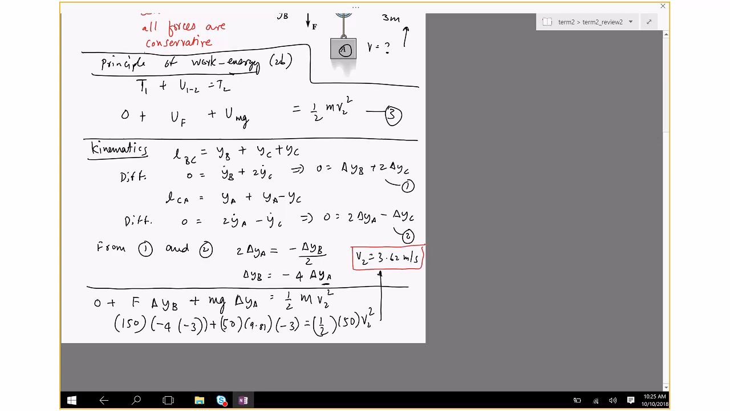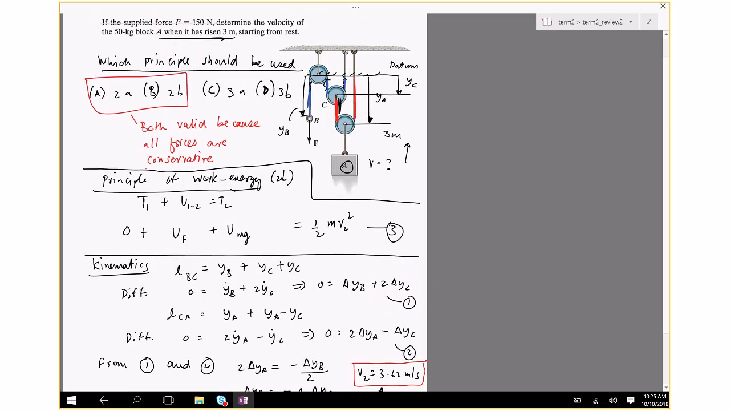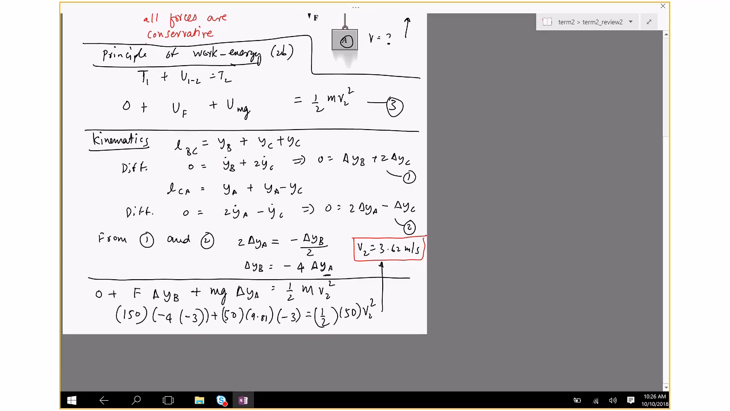Okay, again, let's think where this makes sense. Mg is downwards, but the block A moves upwards, and so the work done is negative. We are getting a negative quantity. That's right. For the force, F is downwards. We've seen that when A moves upwards, B is going to move downwards. So if B moves downwards and the force is downwards, then the work done is going to be F times delta Y, which is positive. And if you look at the math here, minus times minus is going to be positive. So 150 times 12. That checks out.